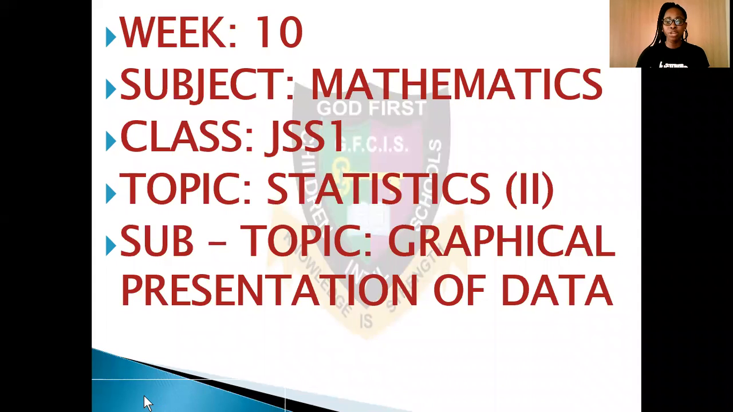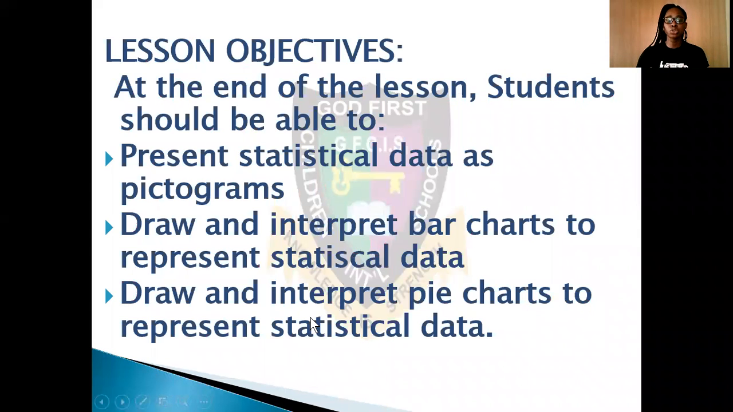At the end of today's class, the students should be able to, one, represent data using pictogram. Two, draw and interpret bar chart to represent statistical data. Three, draw and interpret pie charts to represent statistical data. I'll take that again. At the end of the lesson, students should be able to present statistical data as pictogram; two, draw and interpret bar chart to represent statistical data; and three, draw and interpret pie charts to represent statistical data.